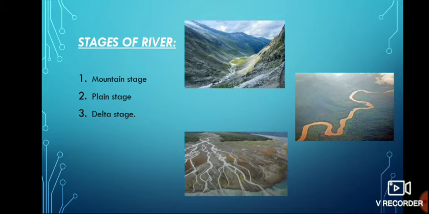Now next is the delta stage. In the delta stage, the river is almost stagnant because of lack of gradient. Here it creates mud flats, creeks and swamps.